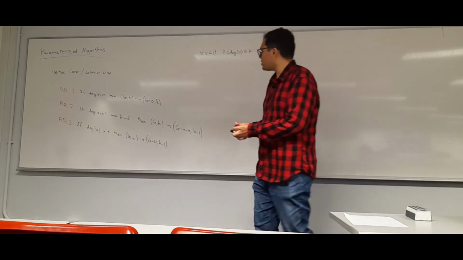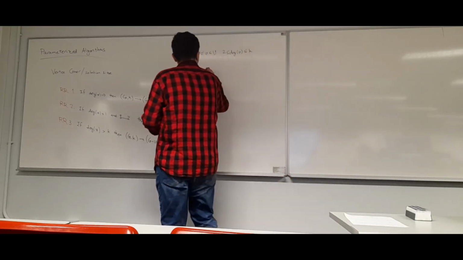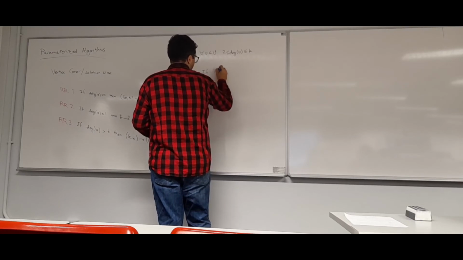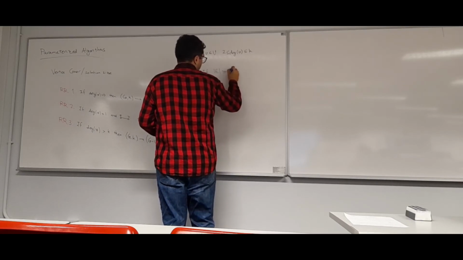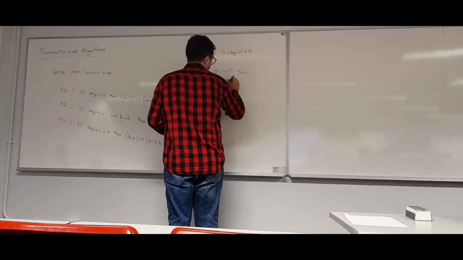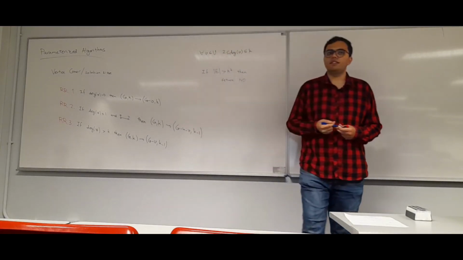So at this point, after I applied all of these rules as many times as possible, I say if the number of edges is more than K squared, then just return no or return 0. There is no vertex cover of size K.